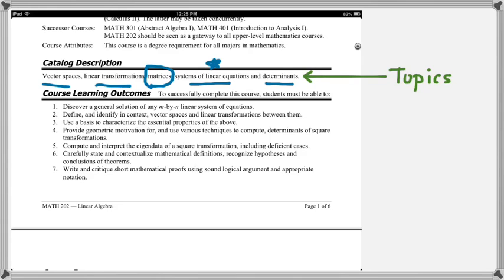In addition to the catalog description, however, the course learning outcomes on the first page of your syllabus lists the goals, the learning goals that we have for you in the course this semester. You'll want to refer to these frequently so that you know whether you're on track to achieve the knowledge and the skills that we hope you'll come away from this course with.